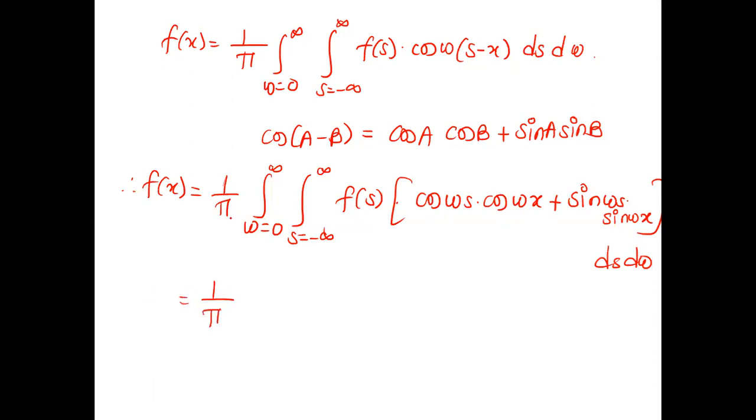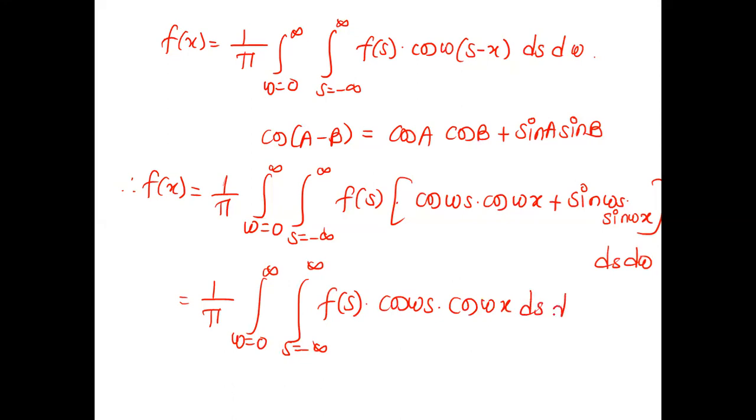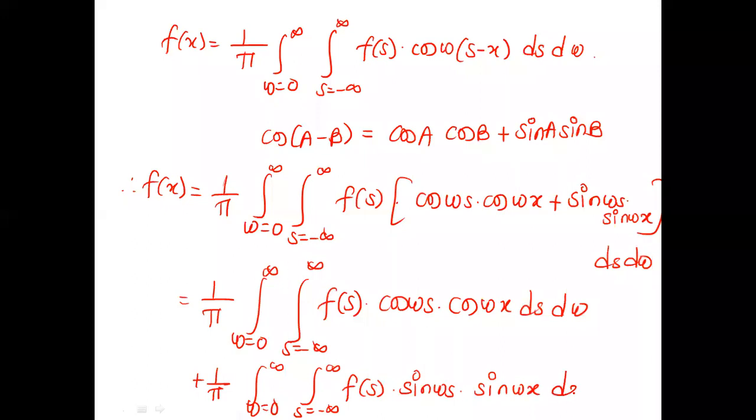So to both of them, there is 1 by pi. So first part becomes f of s cos omega s cos omega x ds d omega, plus 1 upon pi, again integration 0 to infinity, minus infinity to infinity, f of s into this second term, sin omega s sin omega x ds d omega, right?